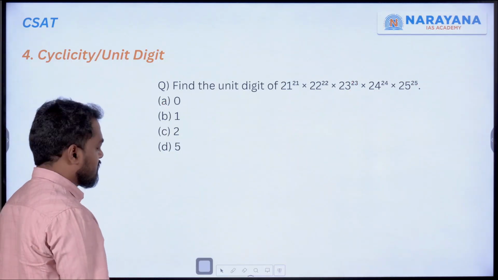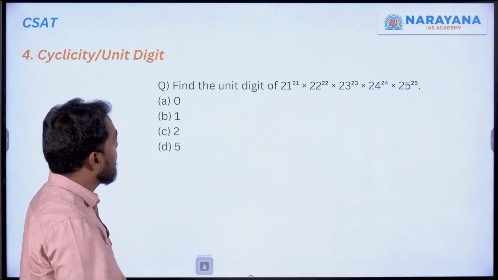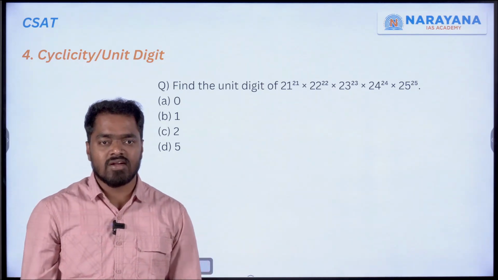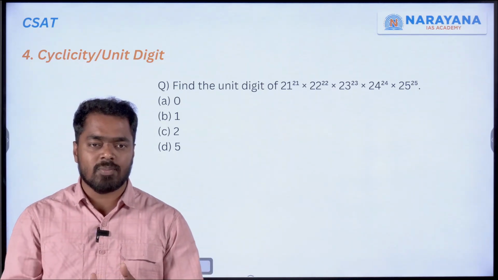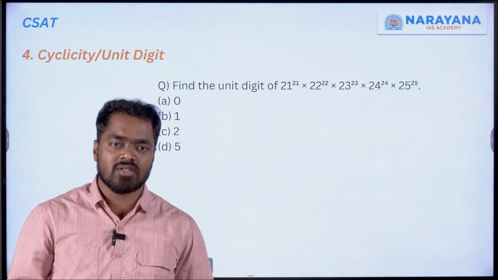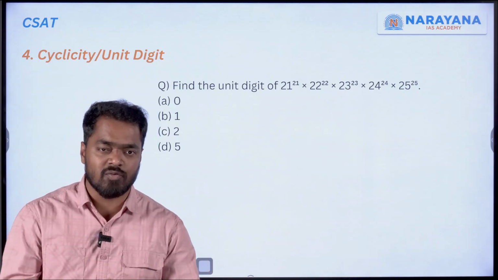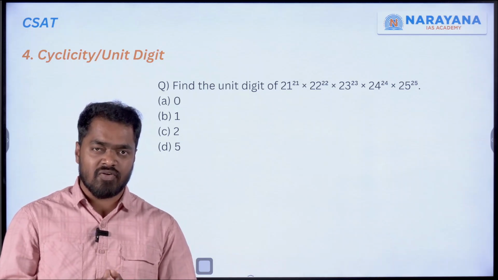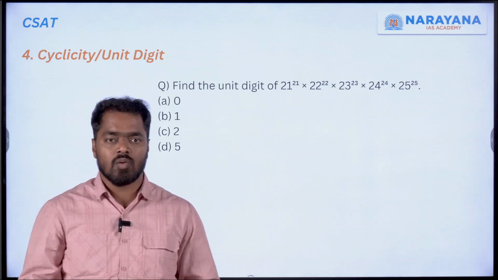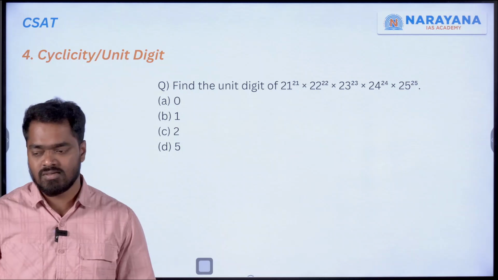Solve this question. Find the unit digit of 21 to the power 21 multiplied with 22 to the power 22, 23 to the power 23, 24 to the power 24, 25 to the power 25. What is the unit digit?